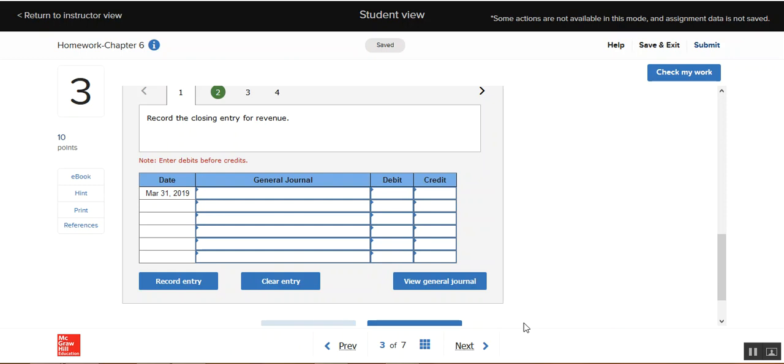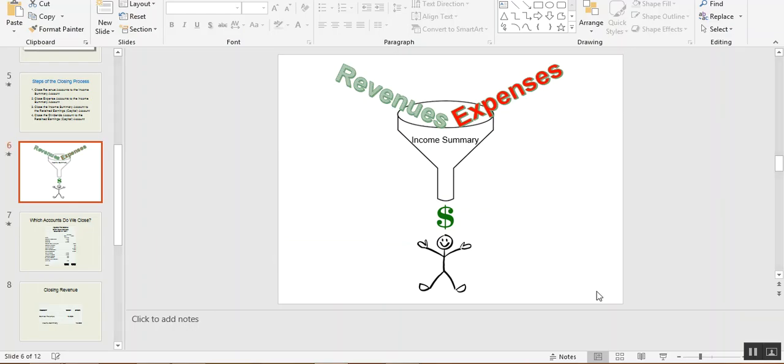So before we actually get into any homework, I'm going to talk to you a little bit about the income summary account. So I've actually got a little picture here. I think that may be helpful. So there is going to be an account that we use during the closing process that you haven't seen before. It's a temporary account. It's only used during the closing process. And we call that account income summary because it essentially summarizes the income for the period.